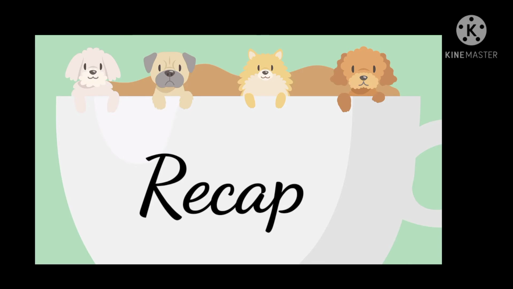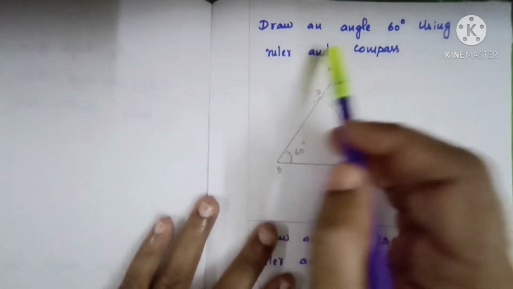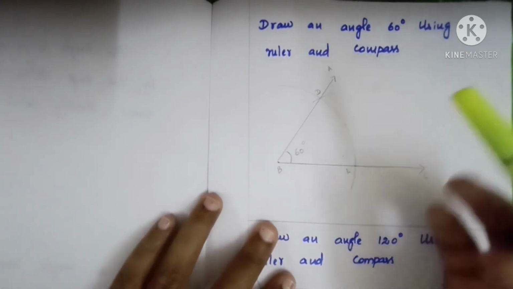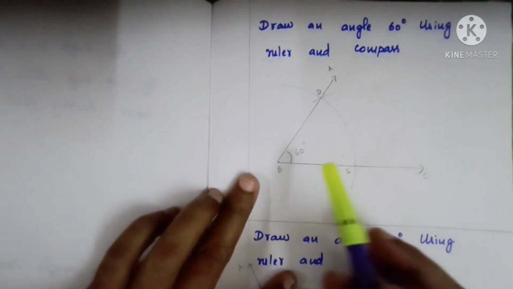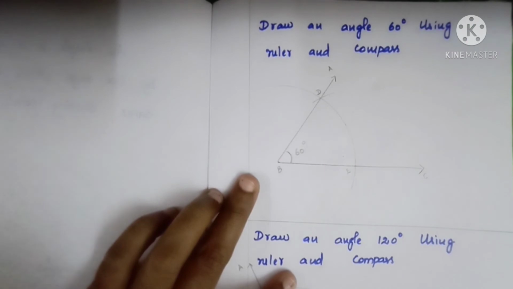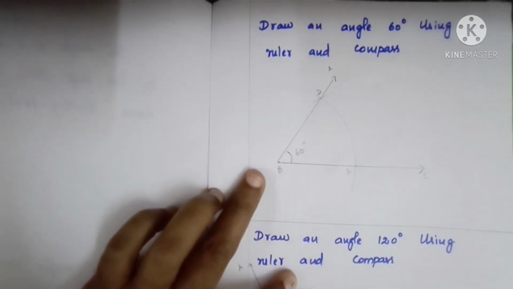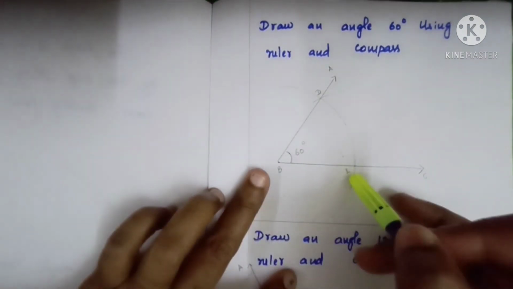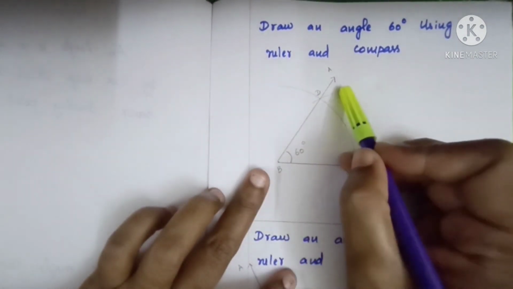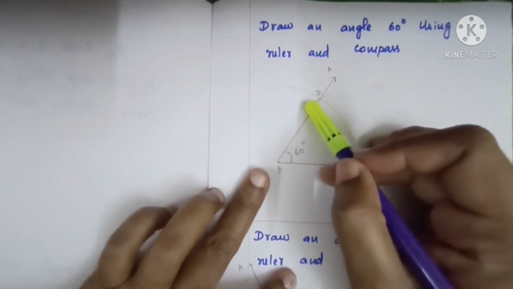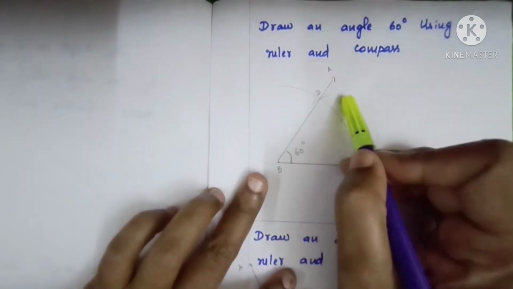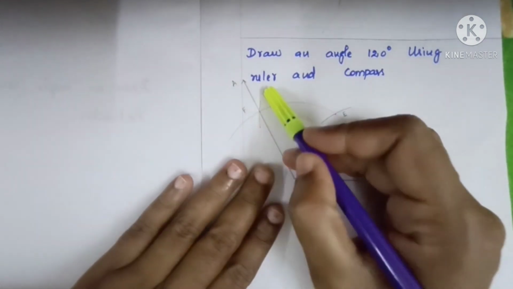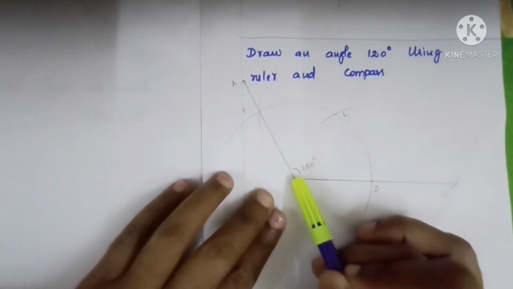A small recap. Draw an angle 60 degree using ruler and compass without the help of protractor. First draw a ray and with any radius from the center point B, you make an arc. It cut at E, and with E as center, same radius, draw an arc. It cut at D. Now we get angle ABC is equal to 60 degree. If you make two arcs, we get 120 degree.